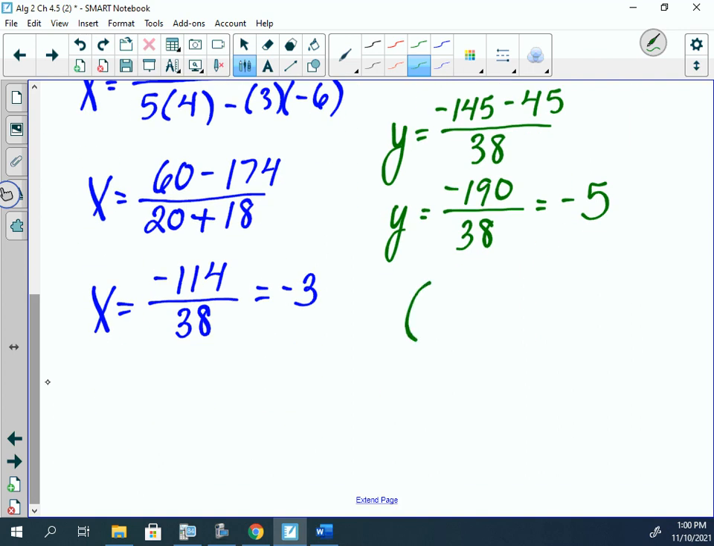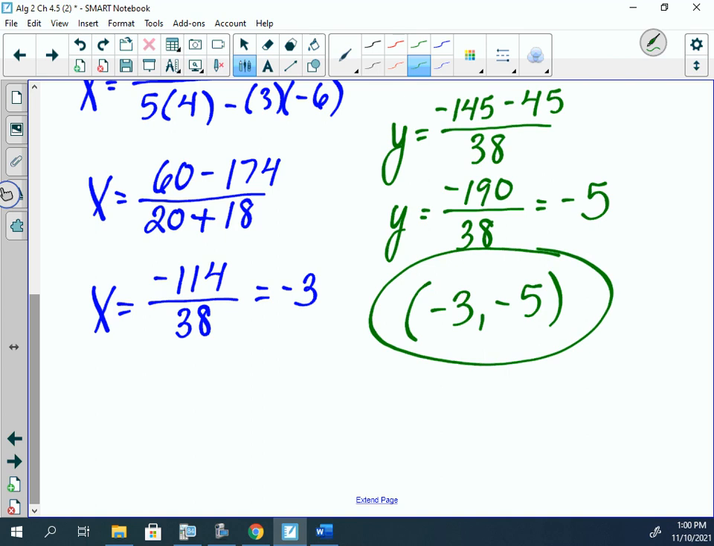So what that tells us is that the solution for this here is negative 3 comma negative 5. Any questions on this here?